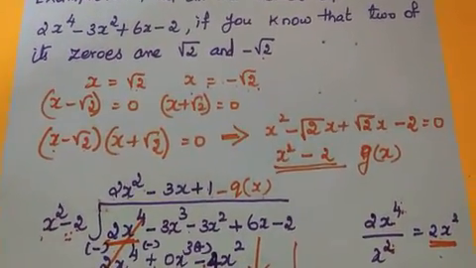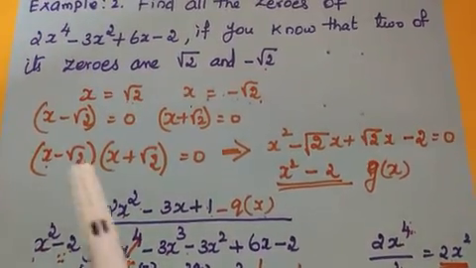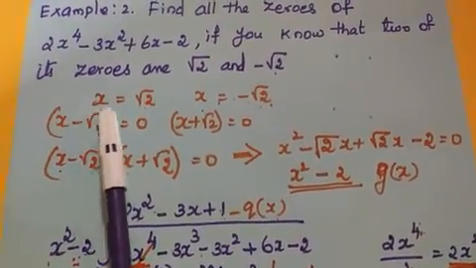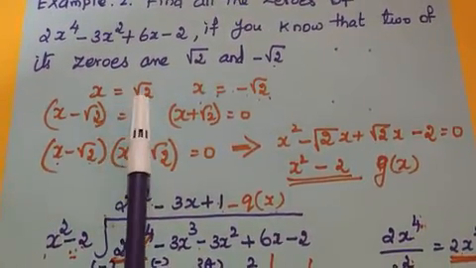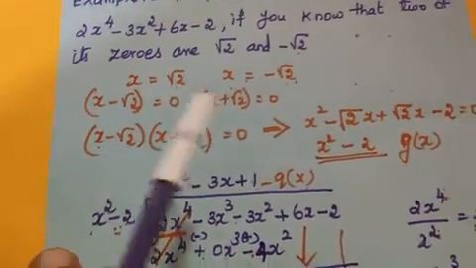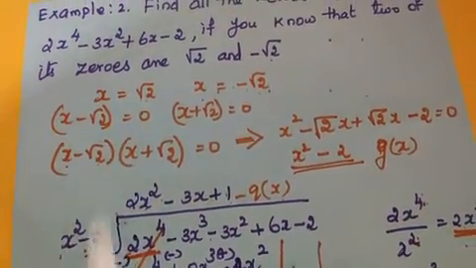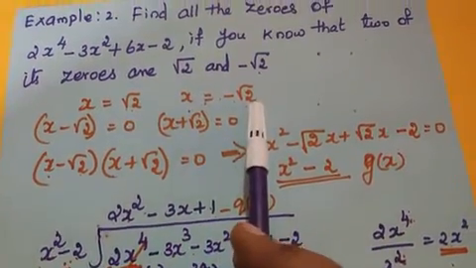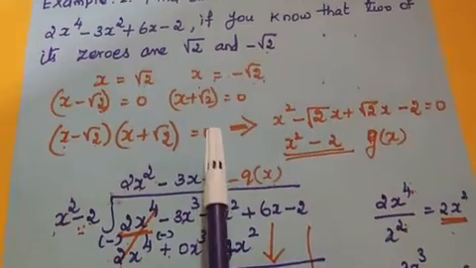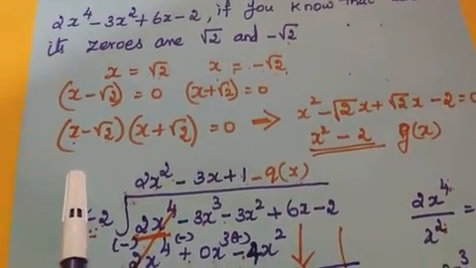So if it is a zero, it means it makes the equation 0, and ultimately the value of x only. So if x value is root 2, then we can transpose this root 2 to this side. So it becomes x minus root 2 equals 0. The same way, x is equals to minus root 2 means minus root 2 comes this side. It becomes x plus root 2 equals 0. Now we got two zeros.